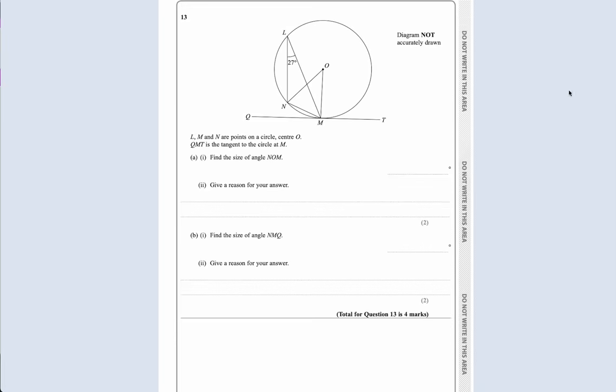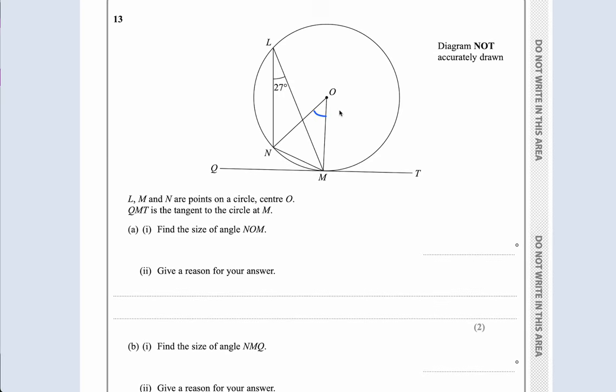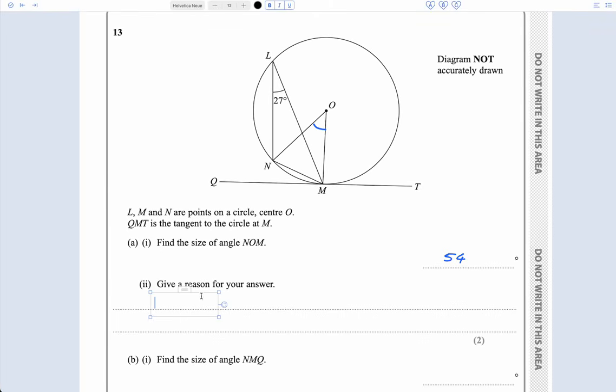Question 13. I recently gave this question on an exam, guys, to my year 9s, I think. And they all put 27 for this angle here. It is not. It is 54. Why is that the case? Because angles at the center are double the angle at the circumference. And it does say give a reason, so we're going to have to give a reason.